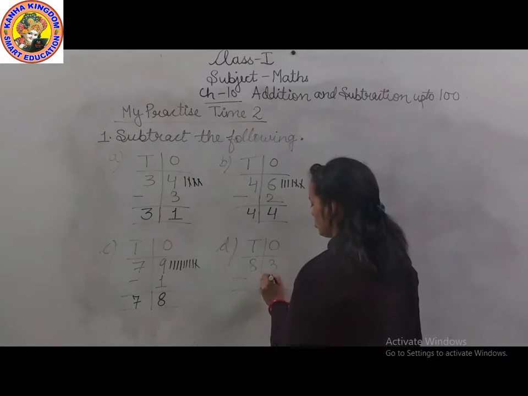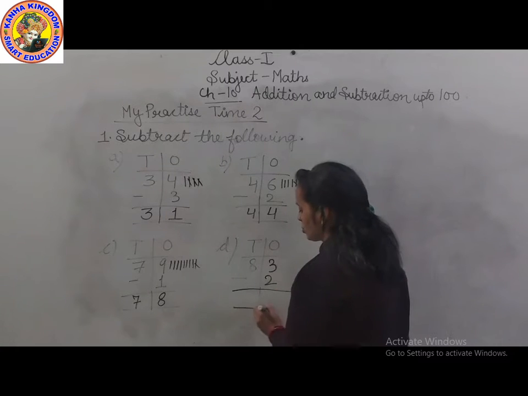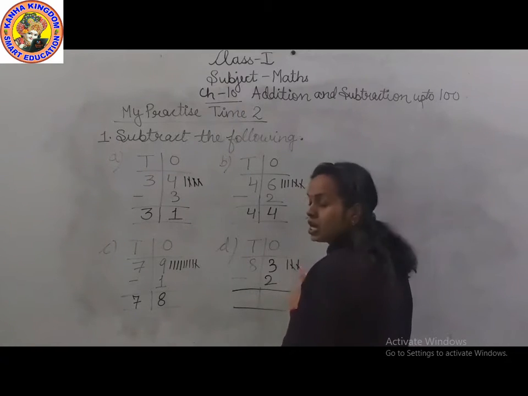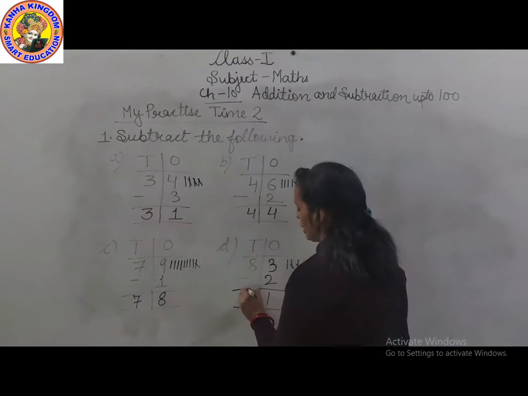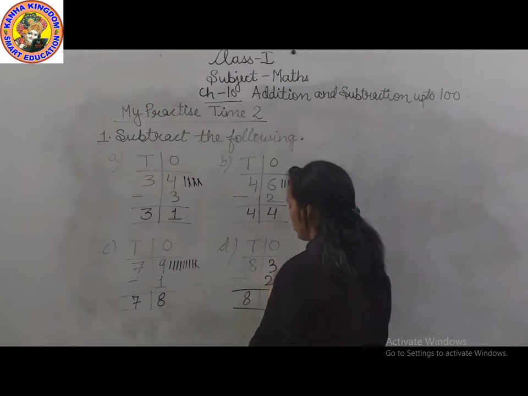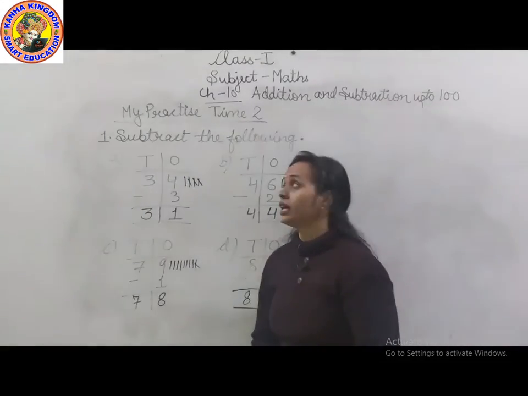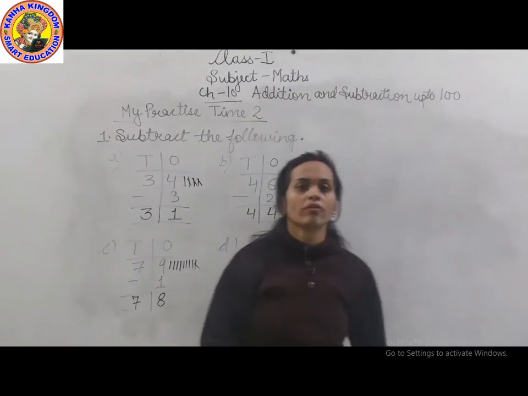Now, 8 tens, 3 ones, minus 2. 8 tens, 3 ones, minus 2. So 1, 2, 3. 3 minus 2. So 1, 2. How many left? 1. So 3 minus 2, 1. Bring down 8. So 8 tens, 3 ones minus 2 equals 8 tens, 1 one. 83 minus 2 equals 81. Okay, write down this in your book and the rest of the questions of activity 2, question number 1. Solve in your book.